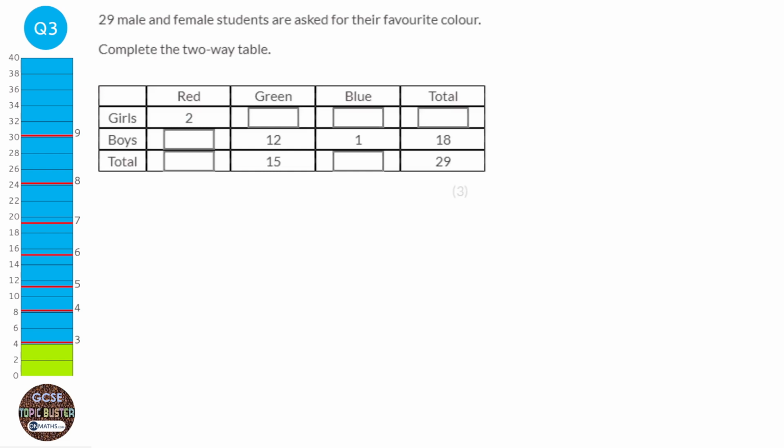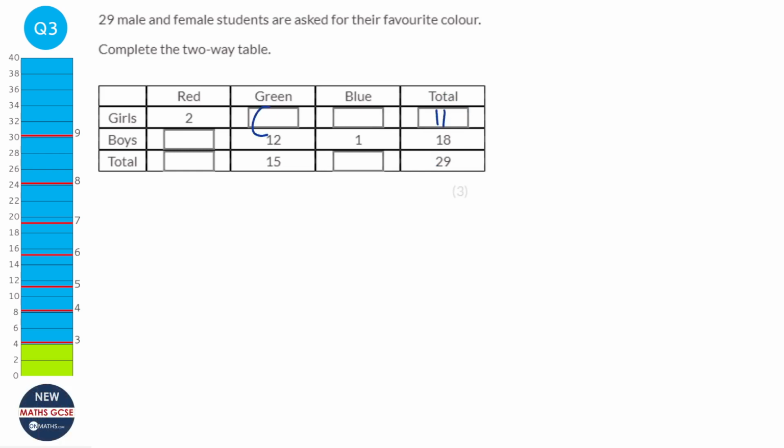With these questions, we've just got to go around and fill in what we can, and there's going to be some numbers like this one here we can't fill in yet, so we're going to have to be strategic in the order we do it. I'm going to first of all look here, and notice that the total of girls and boys is 29, the total of the boys is 18. So take away the 18 from 29 and we get 11.